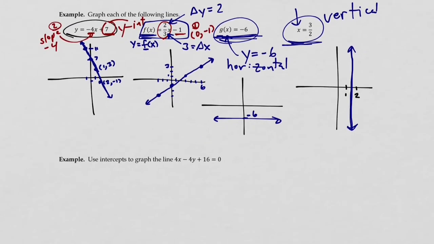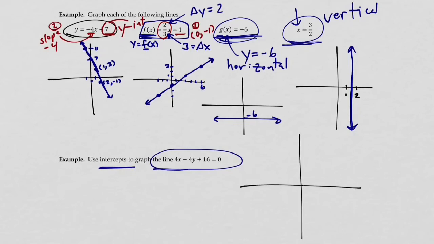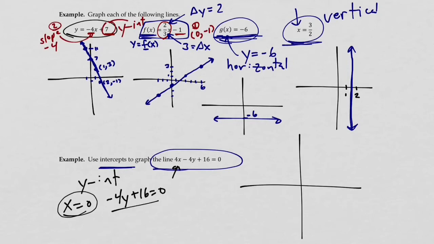So I'm going to look at one more example. This time we're given an equation in standard form and asked to use the intercepts to create a graph of the line. And so to find the intercepts, I know that the y-intercept is going to occur when x equals 0. And so if I plug in 0 for x, I end up with negative 4y plus 16 equals 0. So for that to be true, we can solve that and see that y has to be positive 4.